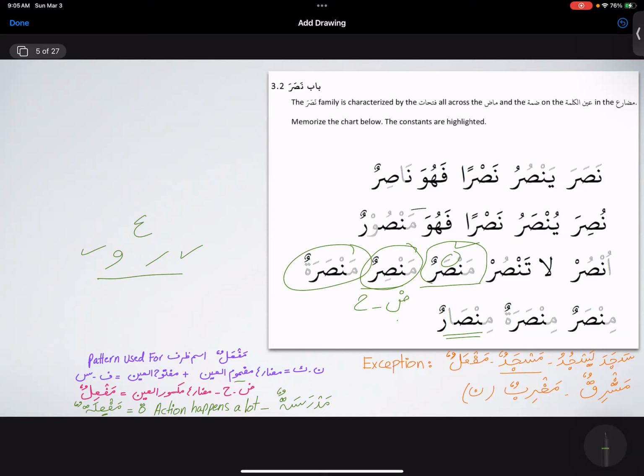Yeah, it should be manswaratun. I made a mistake here, I think. Manswaratun, right? So when it has this ta marbuta, that is showing action happening a lot. Right? So it is happening in abundance. So then we are going to use this pattern, mafa'alatun.